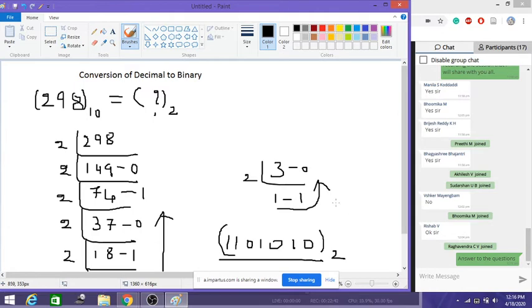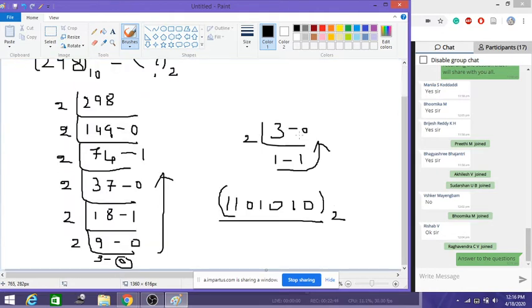Sorry, I think we have made some mistake here. 2 9s are 18, then 2 3. Okay, sorry, there is a mistake here. So let me erase this. This is not correct. We have made a mistake from this point.